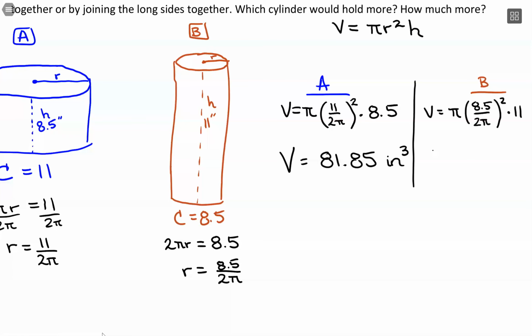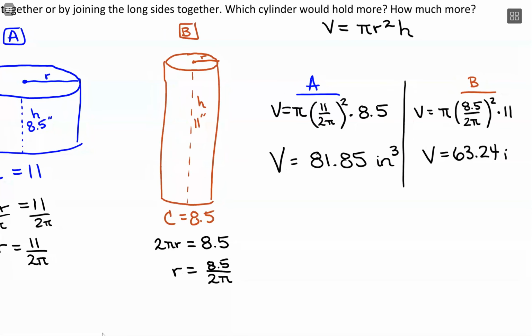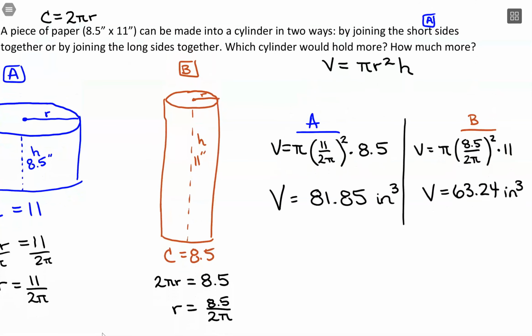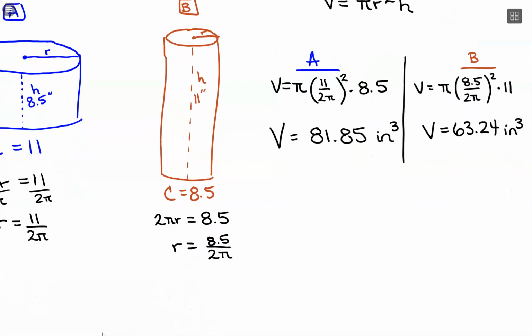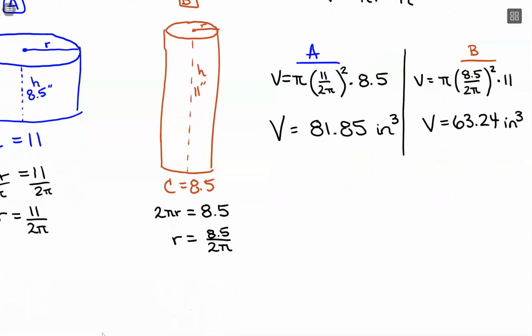So this is where it seems like they should have the same volume, but by using different side lengths, it does change the volume. So joining the shorter sides together will make for a larger volume, and we want to see by how much more. So we're just going to take the difference of the two. If we take 81.85 minus 63.24, we're going to see a difference of 18.61 cubic inches.